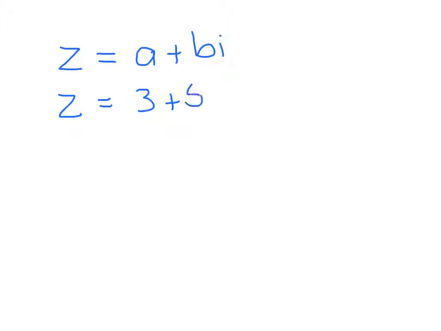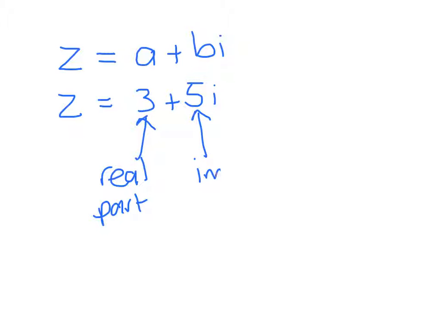So once we've got i squared defined, we can write a new kind of number, z, which is a complex number. An example of a complex number is 3 plus 5i. You can see that when we write it in this form, it's got two bits. This is the real part, and we call this the imaginary part.